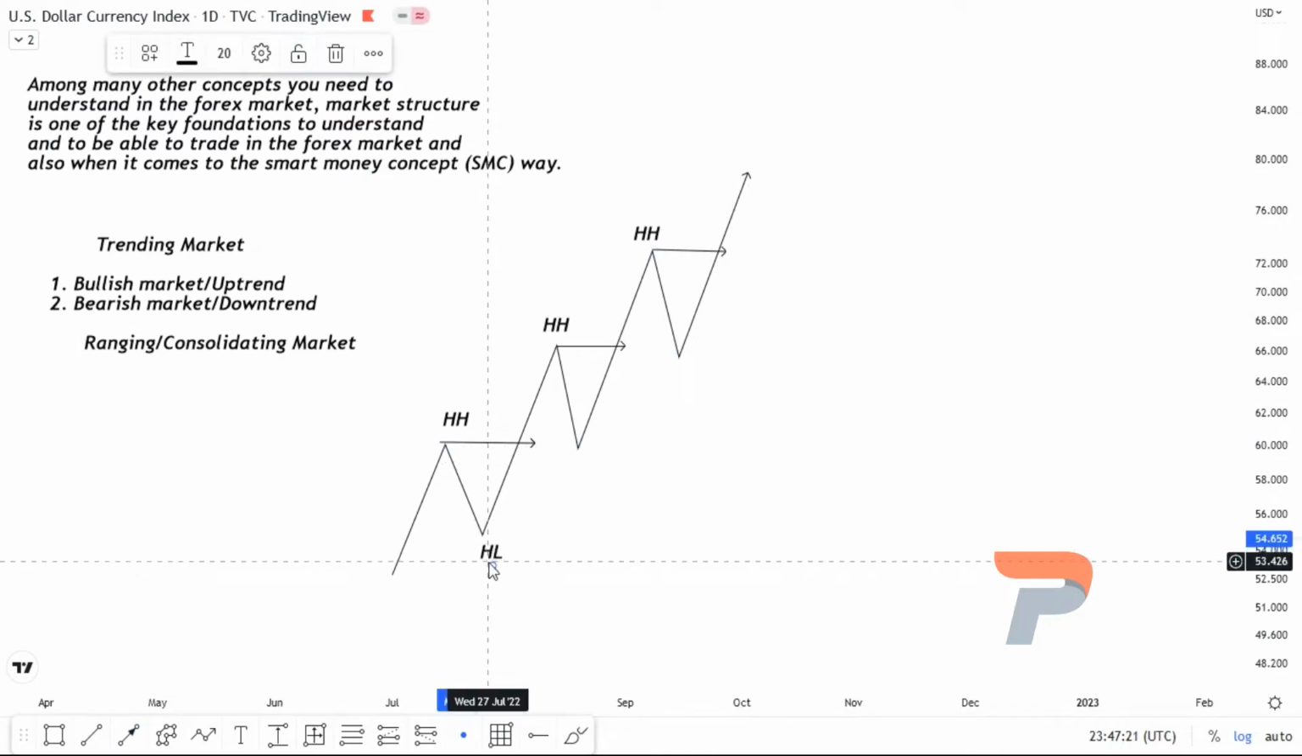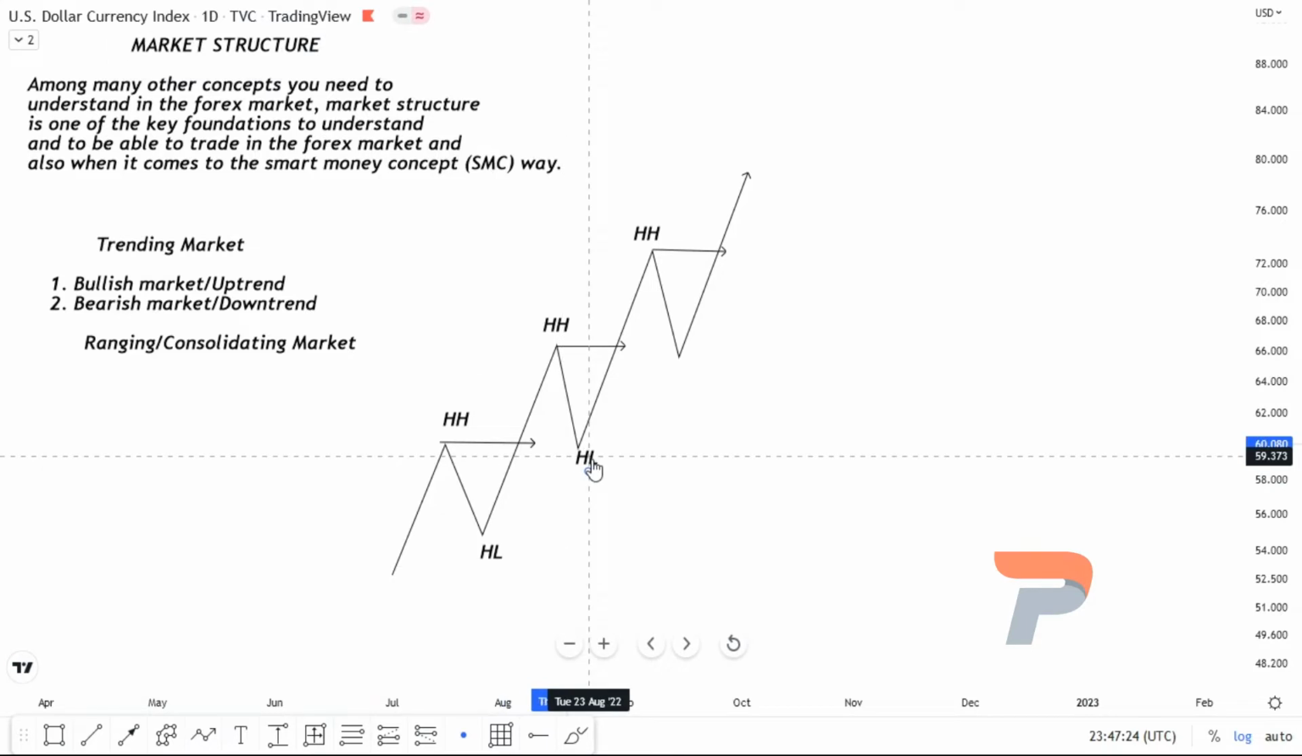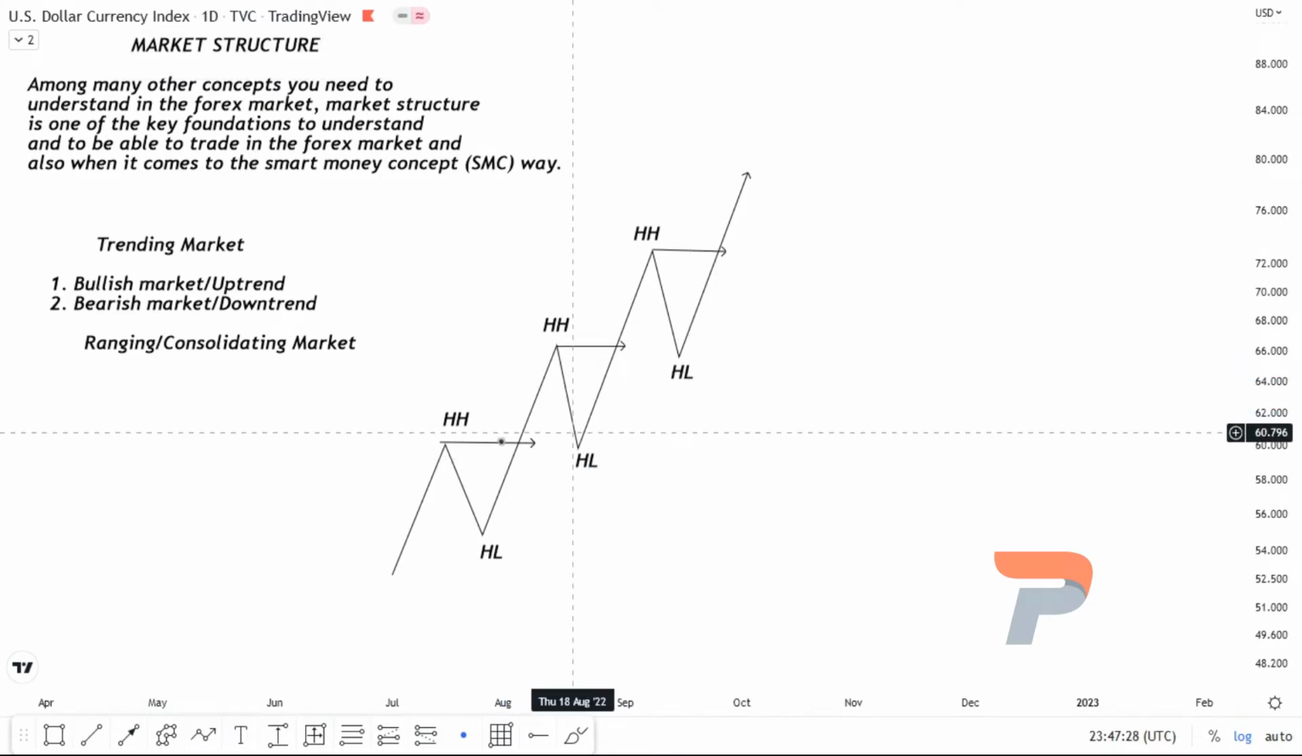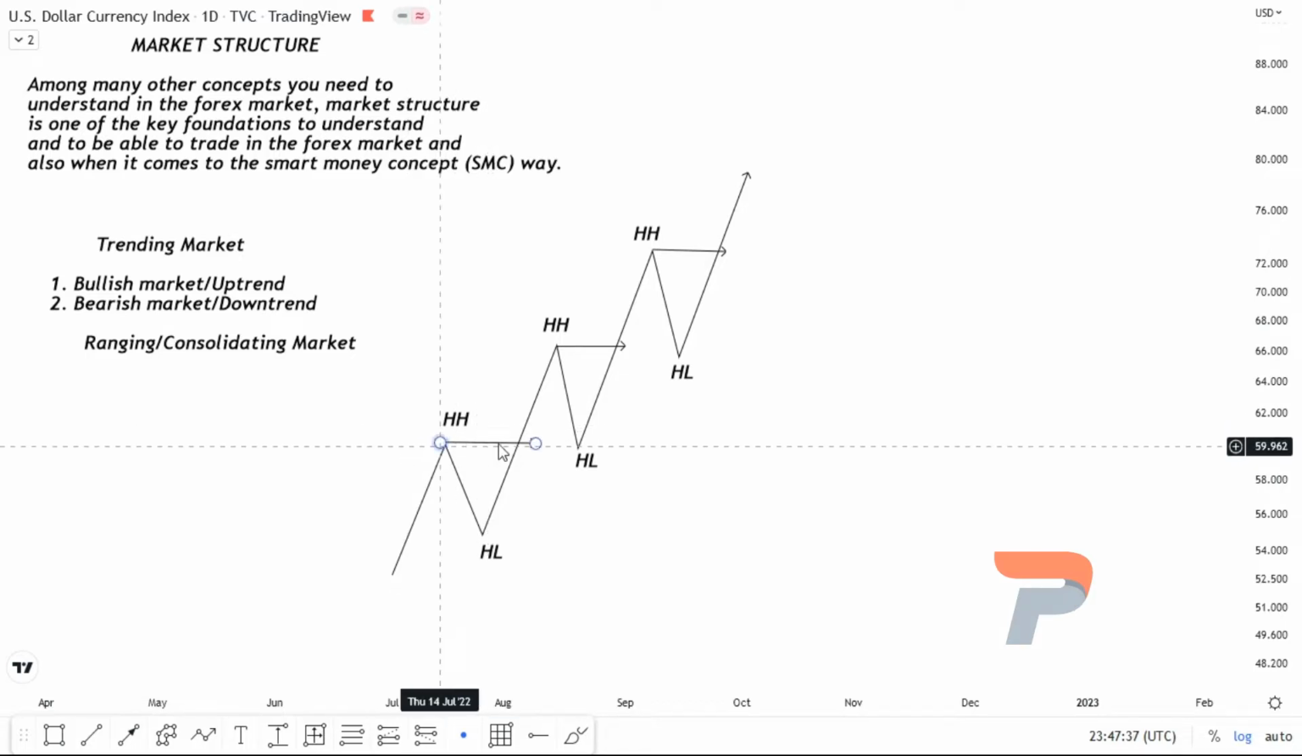We also know that the market is printing higher lows. So we have higher lows here and higher lows here. With a bullish market, the higher highs represent resistance and the higher lows represent support. So there is a resistance, and for a new high to be formed, the resistance needs to be broken.